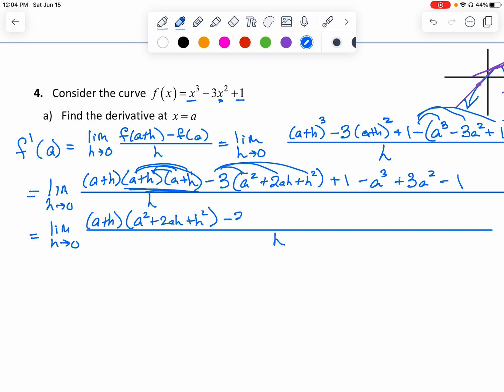Don't forget the negative on every step. It's a really common mistake to miss a negative, and then it makes your whole problem wrong. It's a long algebraic process, so you don't want to make a small sign error in the middle of it, so be very careful. And then we have plus 1 minus a cubed plus 3a squared minus 1. All right, my next step, I'm just going to keep reducing here.